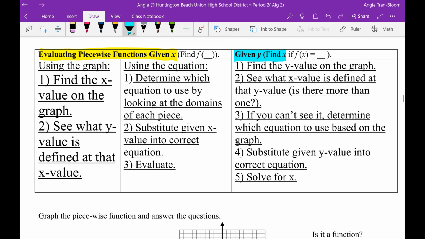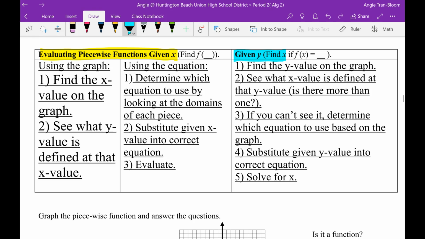Chance, can you read number 1, please, on using the graph? Find the x value on the graph. Perfect. Okay, look at the graph. Where is x located? Number 2, James, can you read number 2, please, on using the graph? See what y value is defined at that x value. And so once you've located the x, see what y value is defined at that x location.